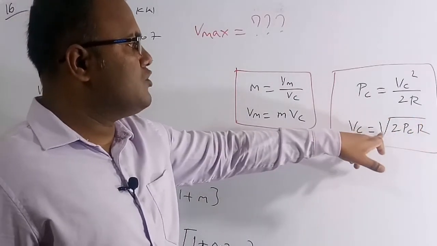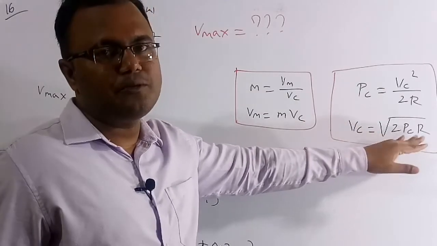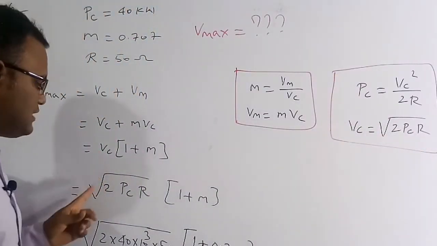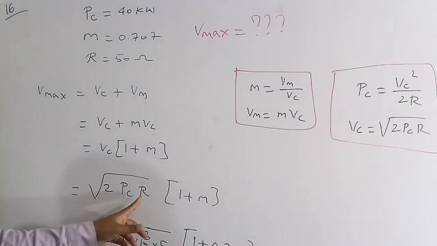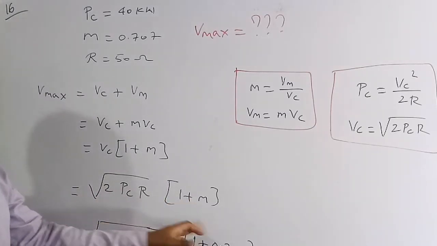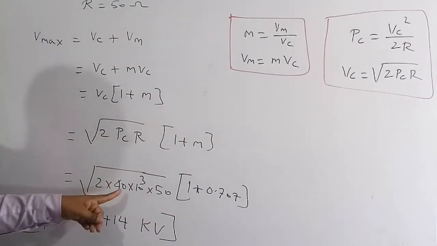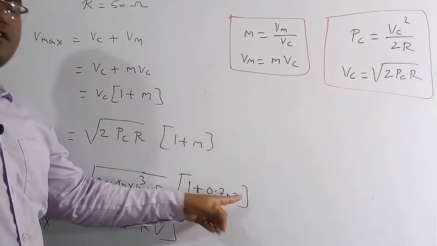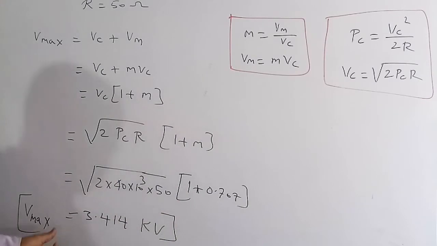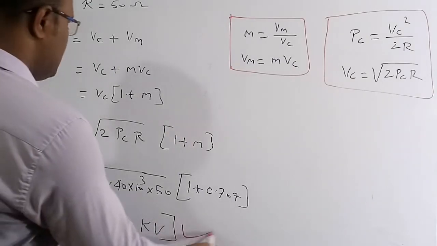Therefore Vc is equal to square root of 2 Pc R. In place of Vc I am going to substitute this equation: square root of 2 Pc R into (1 plus M). We know the value of Pc, we know the value of R, and we also know the value of M. So square root of 2 into Pc, which is 40 kilowatt, so 40 into 10 to the power of 3, R is equal to 50 ohm, and in place of M, 0.707. If you solve this equation, we get the maximum output voltage value as 3.414 kilovolt. So this is the correct solution of this question.